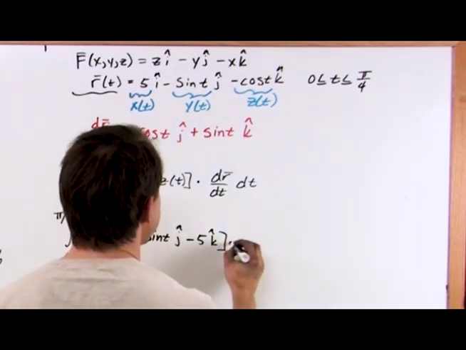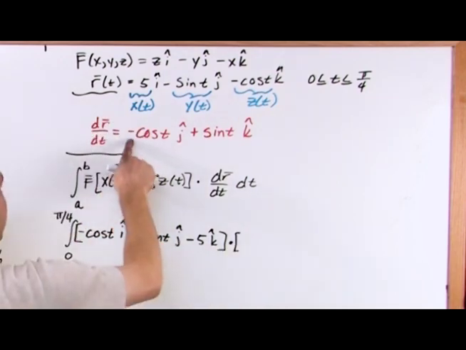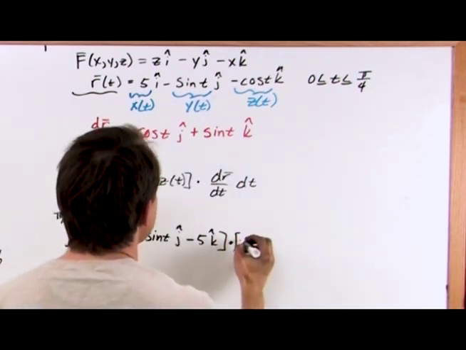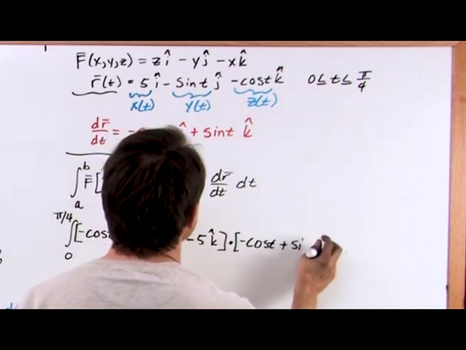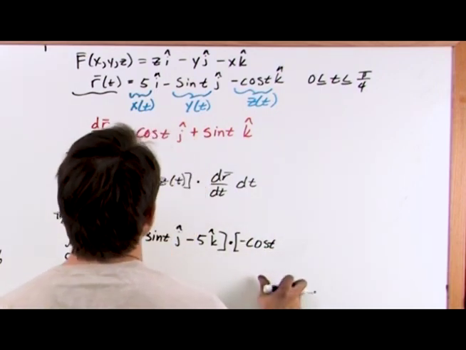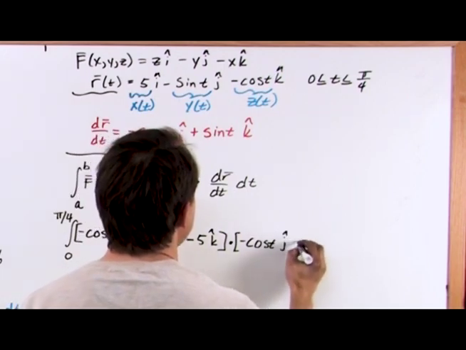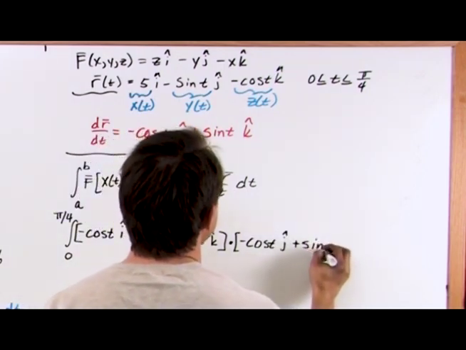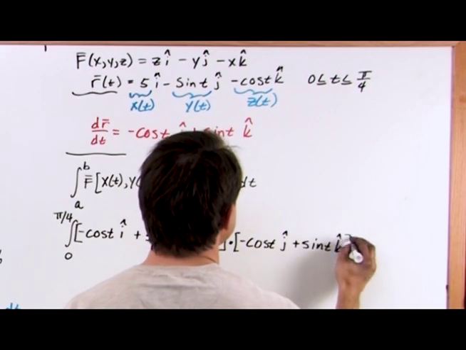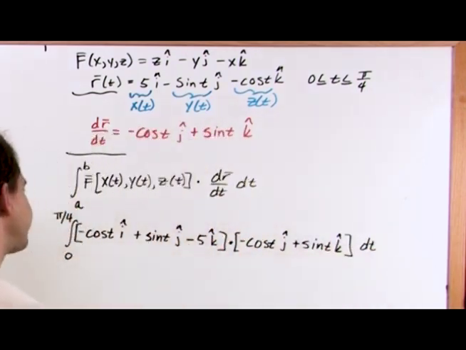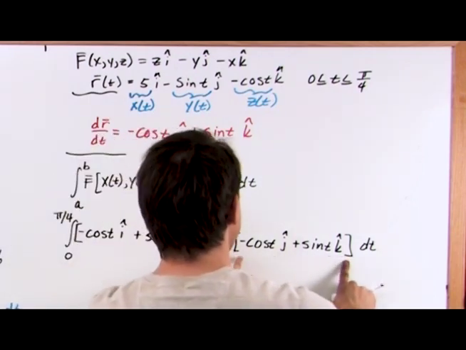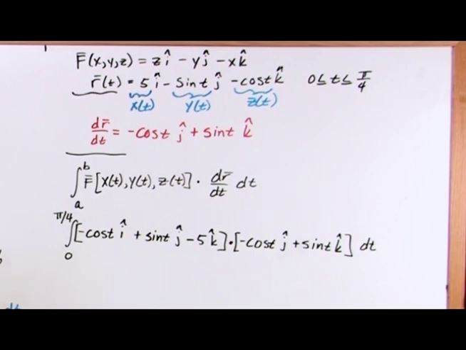I'm going to dot this with dr dt, which I just calculated here, which is negative cosine of t in the j direction, plus sine of t in the k direction, and it's going to be dt. Okay, so now I have a vector dotted with another vector, so I need to actually do that dot product there and then actually do the integration.